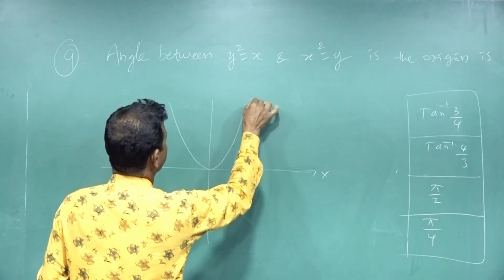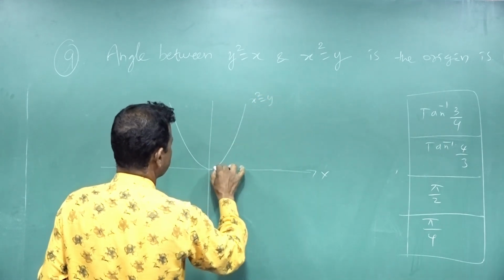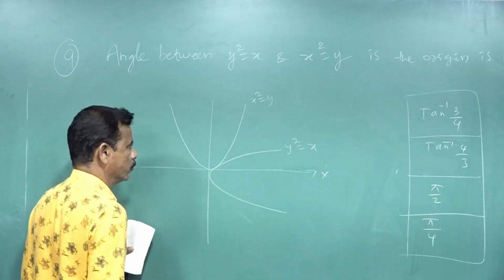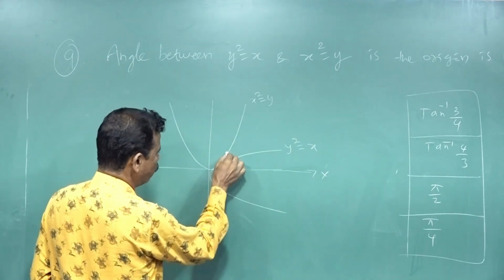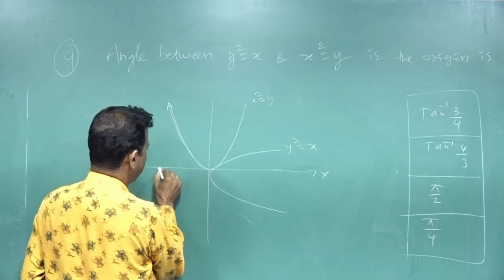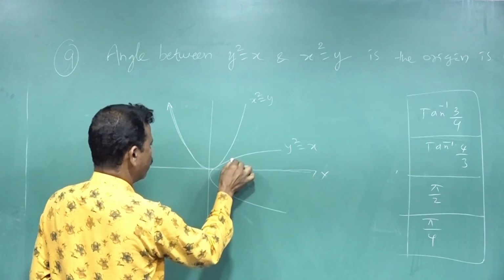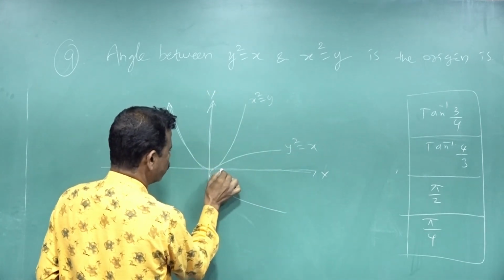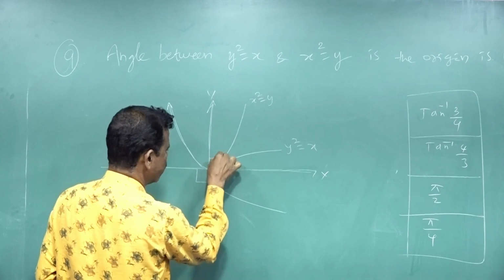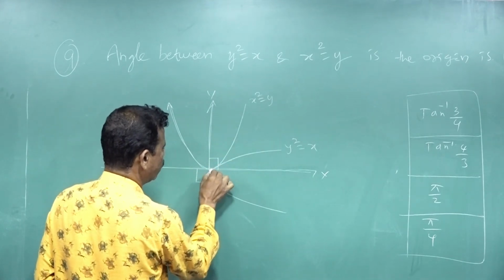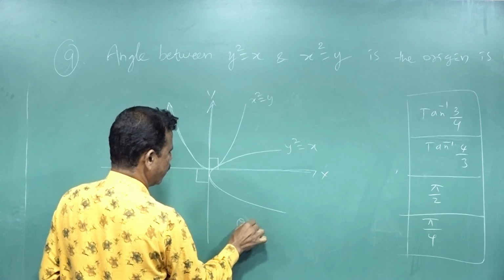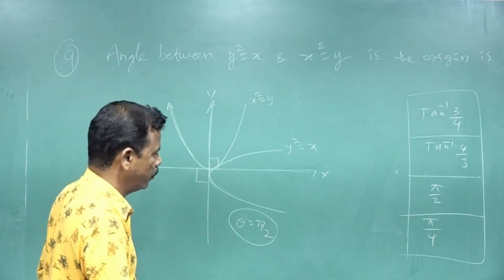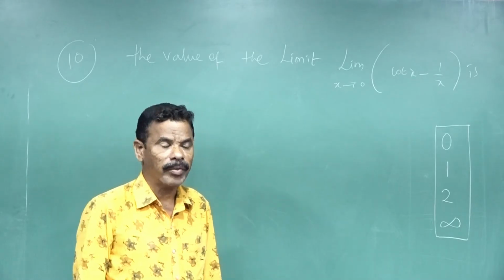This is x square is equal to y. This is y square is equal to x. After you observe, for this curve the tangent is the x-axis, and for this curve the tangent is the y-axis. So the angle between these two tangents is 90 degrees simply. No need for more explanation. It is enough: 90, the third option.